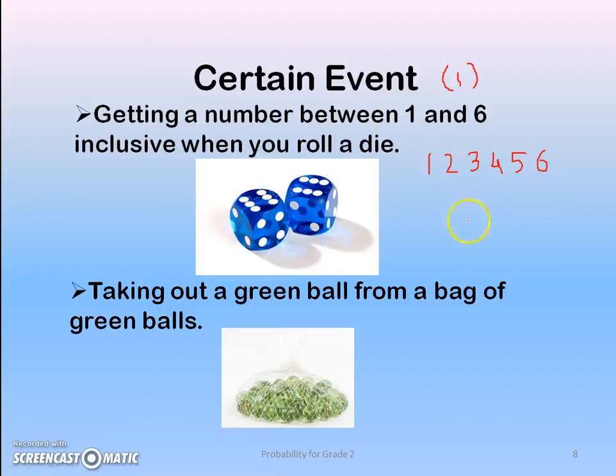The next example is taking out a green ball from a bag of green balls. Now the bag has only green balls, and when you're going to take out a ball, that is obviously going to be green. So obviously the event here is a certain event and its probability is equal to 1.